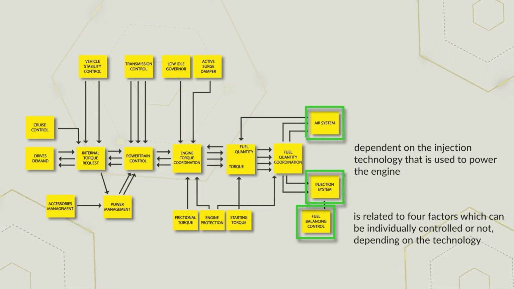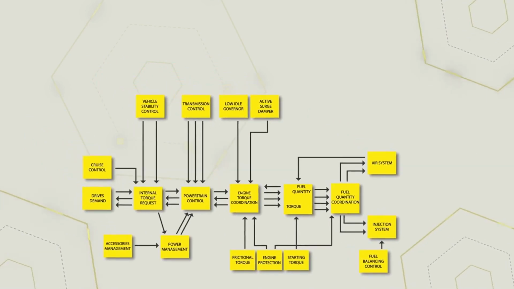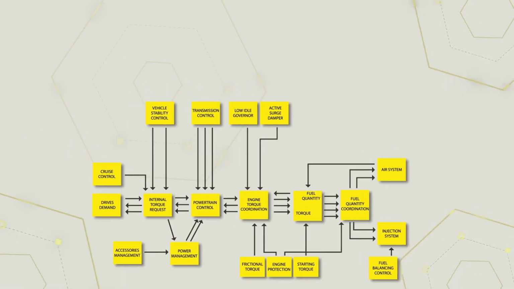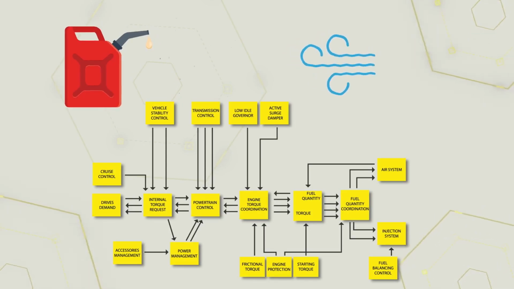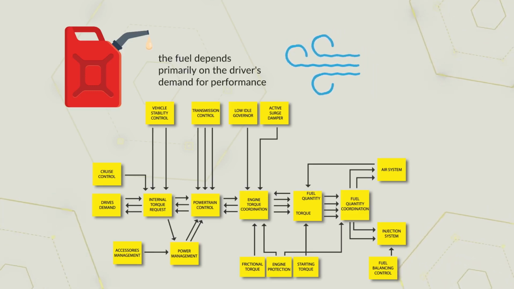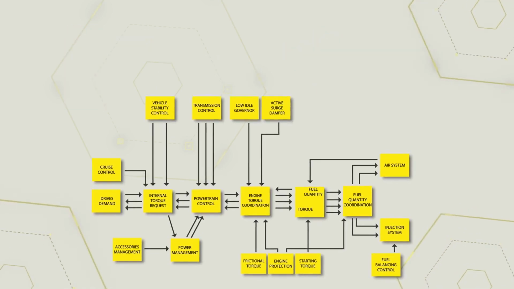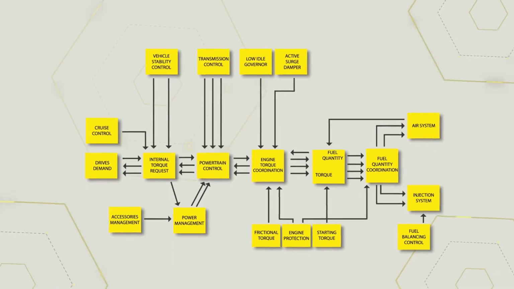Finally, the air system block is linked both to the carburation and to the prevention and control of emissions generated by the engine. As we have seen from the previous videos, the two main factors involved in the combustion process of a diesel engine are fuel and air. It is now clear that fuel depends primarily on the driver's demand for performance, and the air will only serve to completely burn all the fuel injected. With this last block, we arrive at the end of the structure of a system based on torque calculation.